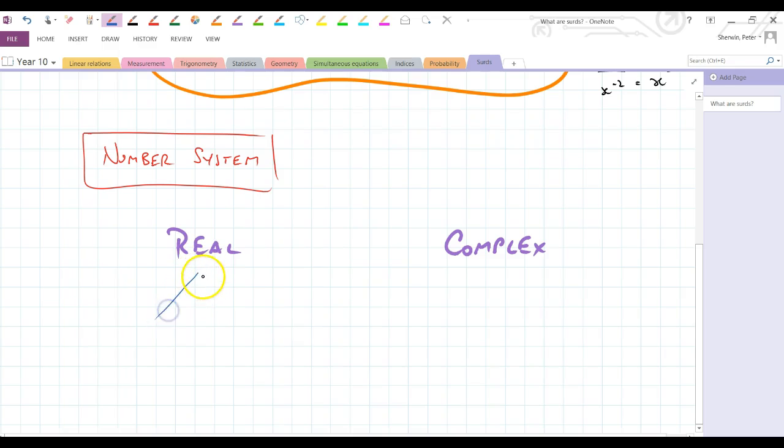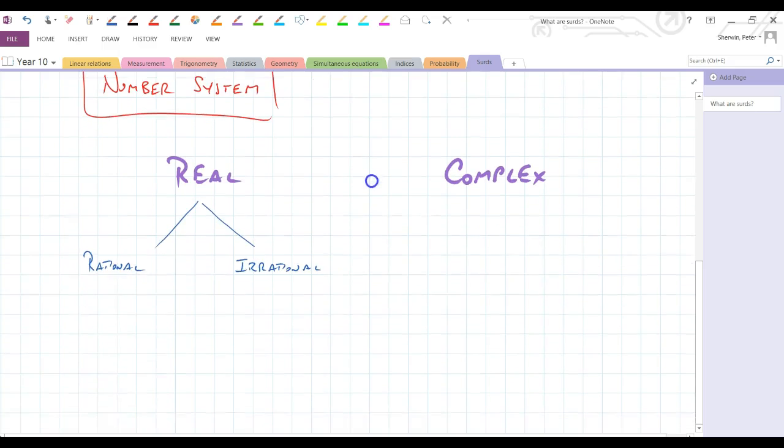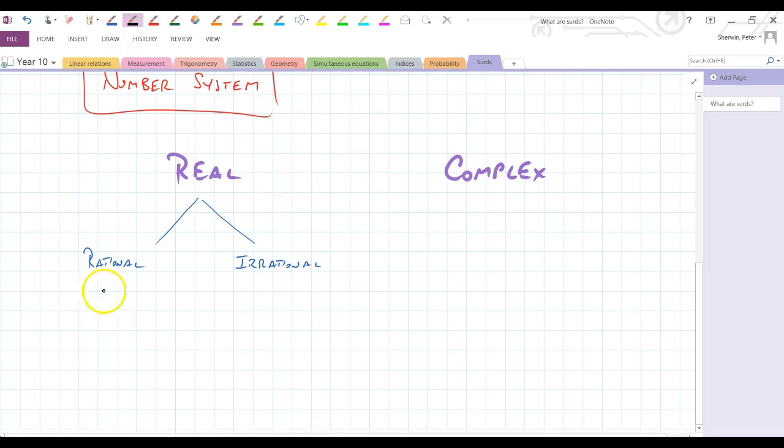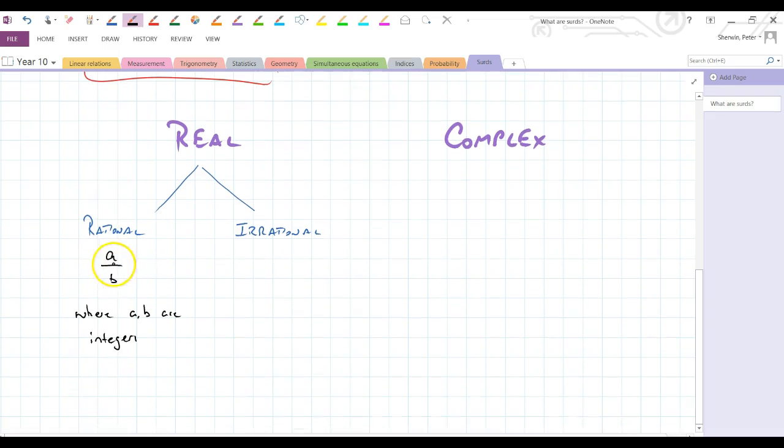Everything you've looked at has been a real number, but real numbers can be broken down further into rational and irrational numbers. Rational numbers are numbers that can be written as a fraction, a over b, where a and b are integers. So 6 is a rational number because that's 6 over 1. 2/3 is a rational number. All these fractions, all the decimals, 0.1, that's a tenth, are rational numbers. They're all real, but irrational numbers can't be written like this.